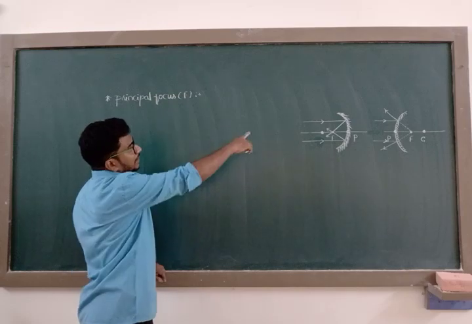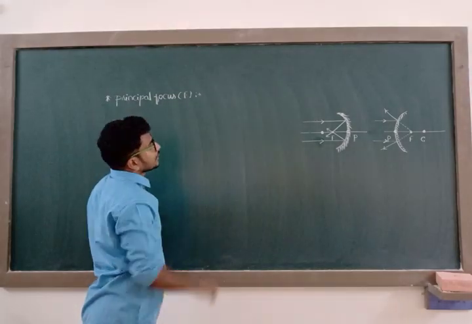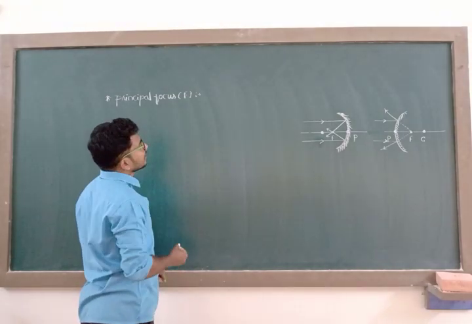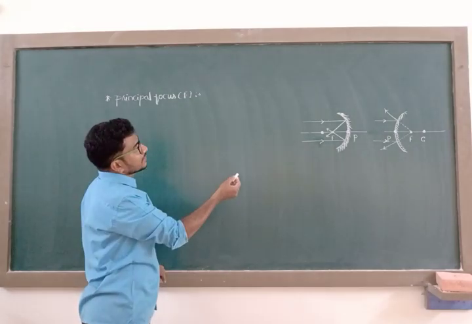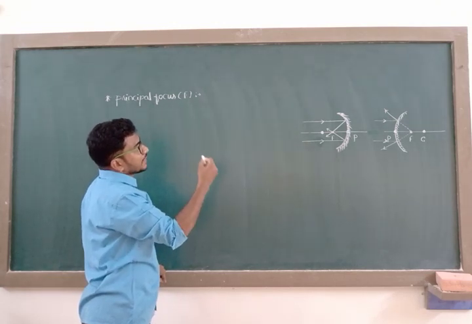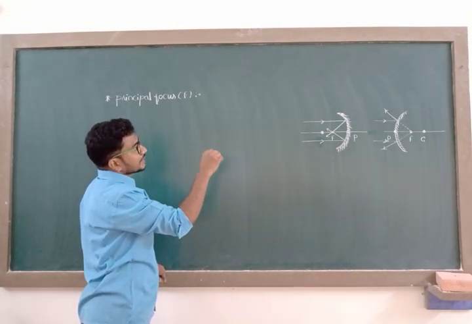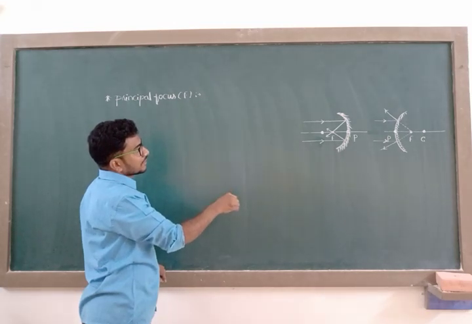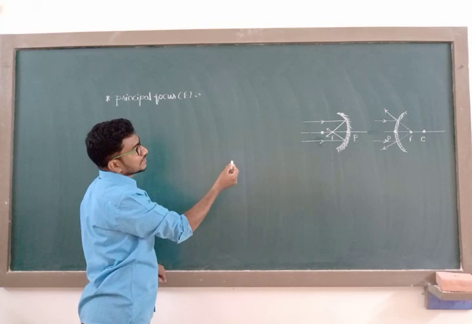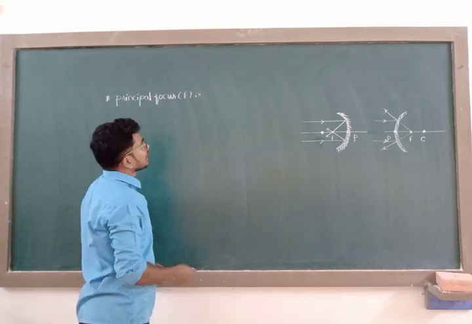a parallel light beam is made to be incident on the reflecting surface of the spherical mirror. After reflection, the reflected light rays actually meet at a point on the principal axis in case of concave spherical mirror and appear to diverge from a point on the principal axis in case of convex spherical mirror.